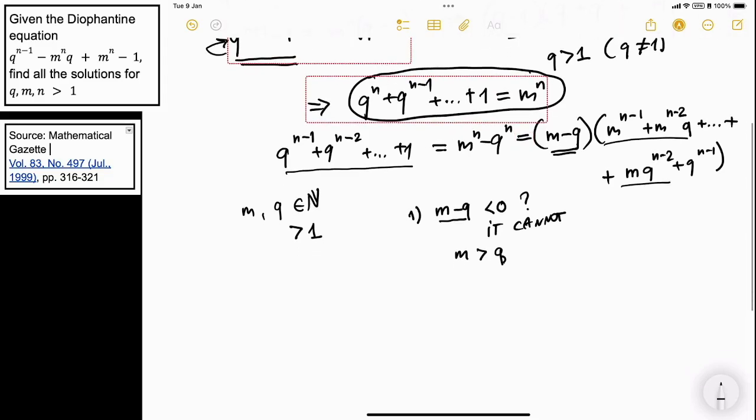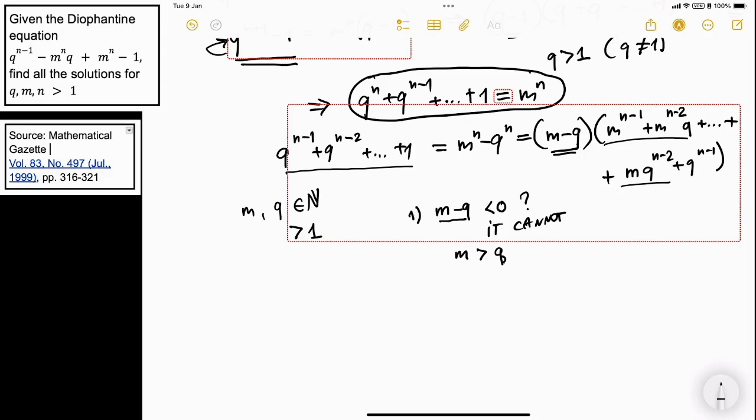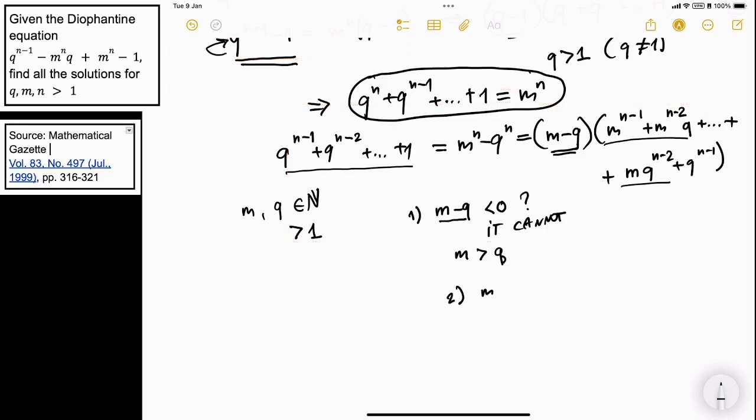But also, okay, it cannot be 0. It can be less than 0. So which means basically that m minus q is more than 1, which is great. I think it's something. m minus q more than 1. Okay.